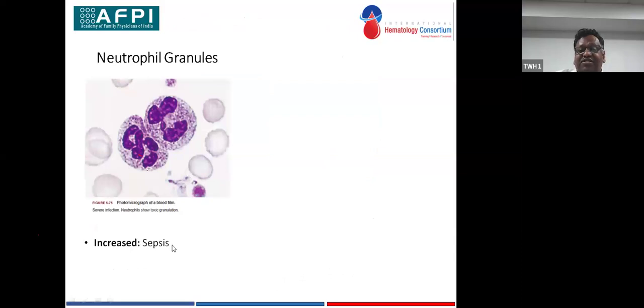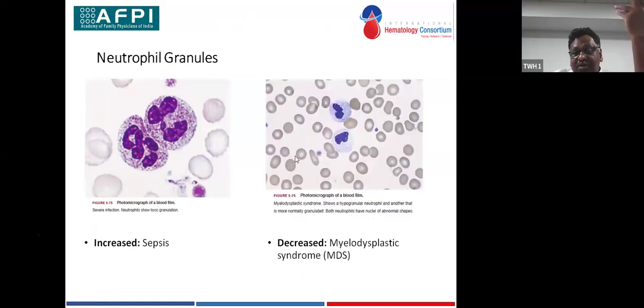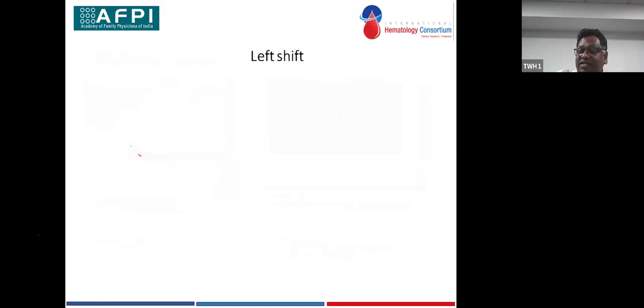This is what we see in infections, because neutrophil is the soldier which is getting ready to go and kill the bacteria. So the granules have the enzymes which will kill the bacteria. So the granules become hyperchromatic. They have more color. Similarly, at the other extreme, there is a bone marrow problem called MDS, where it's not a normal neutrophil. So the granules don't stain; they are faint. They are faint, right? So this is another way.